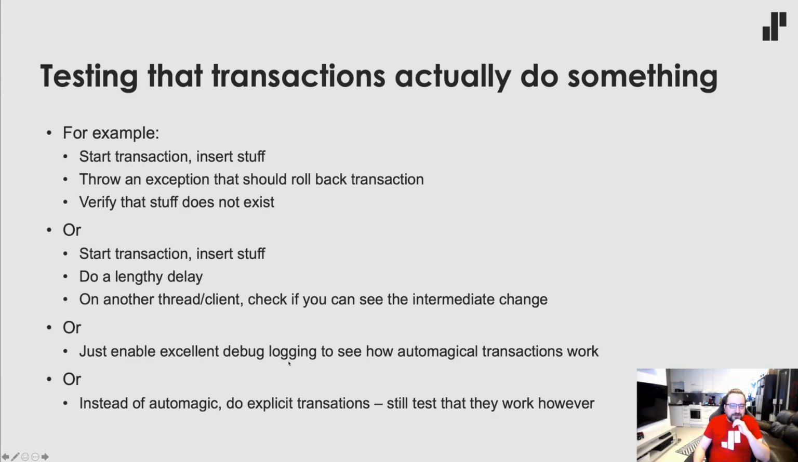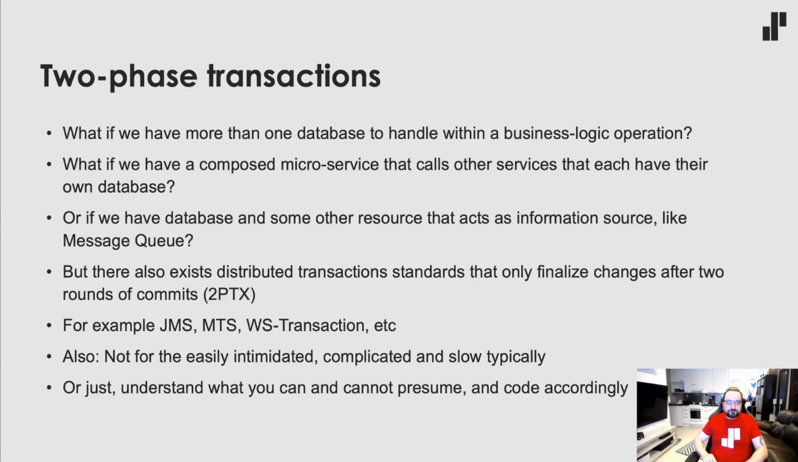Then we have excellent debug logging to see how automagic transactions work, and then finally, instead of automagic annotation based, you do explicit transactions. However, that might still fail, of course. It might be that even that's not working unless you test it. And also it might be a lot of boilerplate code. So hopefully you will find a good middle ground that gives you good, easy transactions, but with as little repetition as possible. Again, topic that I'm not going to dive in deep, but please do dive in deep.